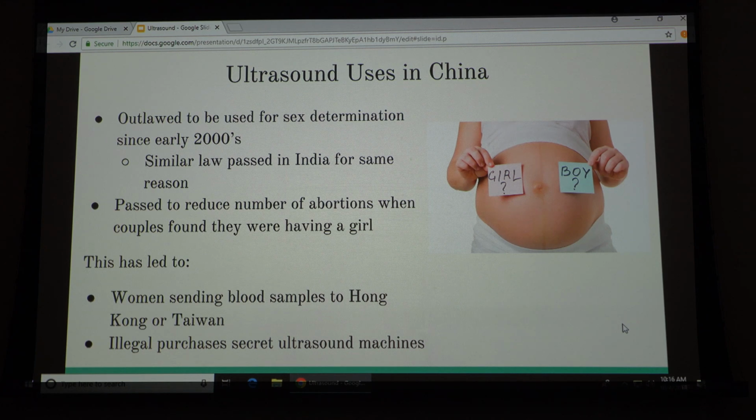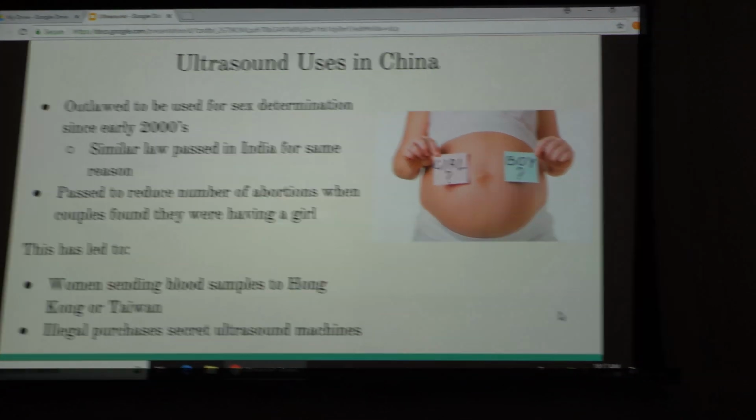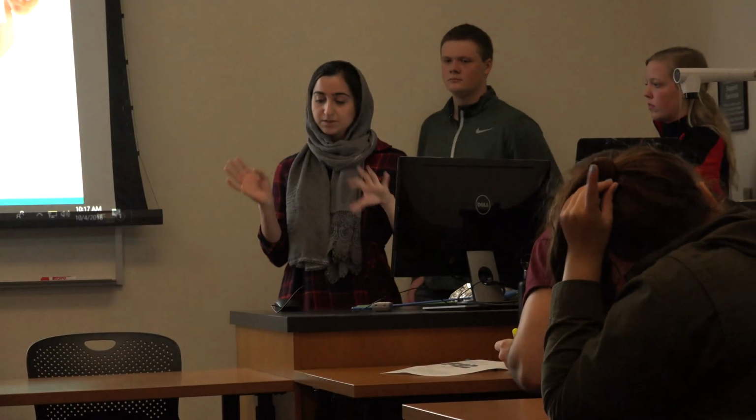The reason is that there is a tendency in Chinese and Indian cultures for sons to be looked at more favorably, more preferable to females, and because of that, the ratio of males to females in China is very skewed. There are more males and fewer females. So they passed this law to hopefully reduce the number of abortions that parents would have when they found out they were having a girl. But with any law, there are going to be people who try to break it.